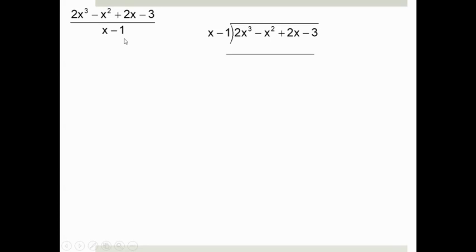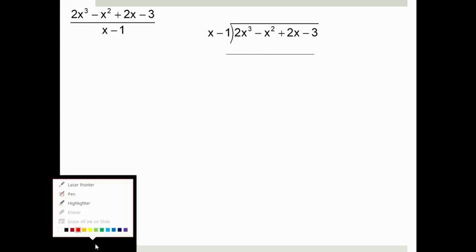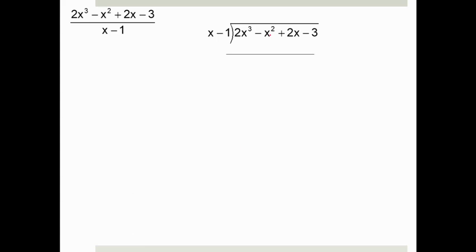This problem is our final example, and we're going to be dividing 2x cubed minus x squared plus 2x minus 3 by x minus 1. And I have my long division set up to the right as it would be set up in a normal problem. The first thing we're going to be doing is 2x cubed divided by x, and that is going to give us our first answer of 2x squared.